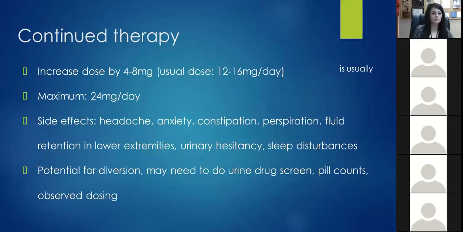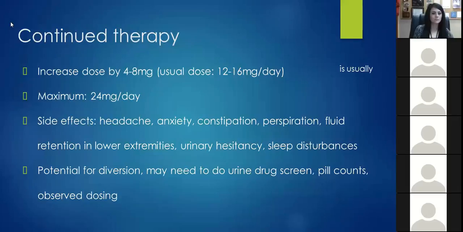So continuing on the therapy, they'll increase the dose by 4 to 8 milligrams. Normally patients are at 12 to 16, it can be up to 24 or 32 depending on the treatment. Some side effects, they might get constipation, some fluid retention, maybe some sleep disturbances.